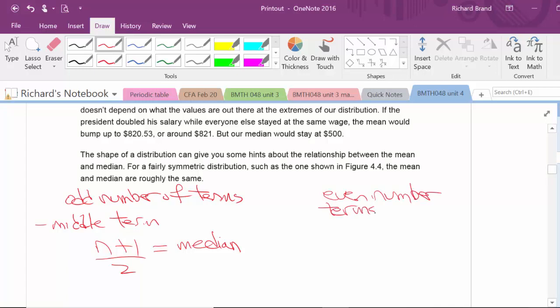Now, if you have an even number of terms, the formula still gives you the location, kind of, of the median, but what you need to do is take an average of the two terms on either side. For example, it's going to be the average of the two terms bracketing the number you get. So the median is the average of the rank of the two terms on either side of the median.